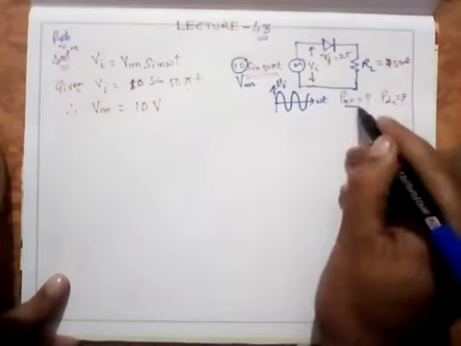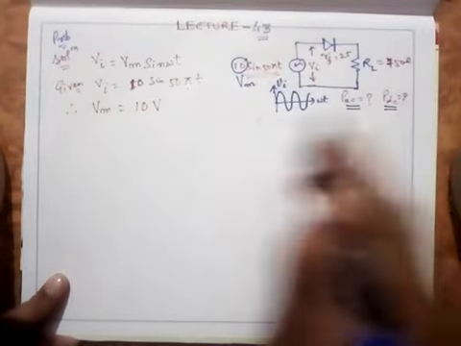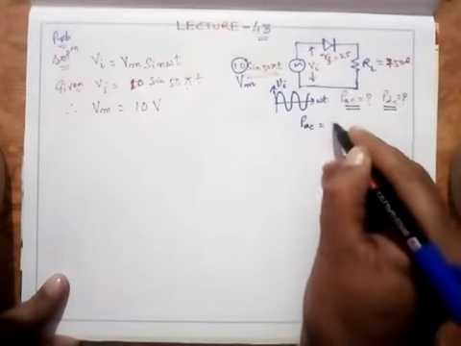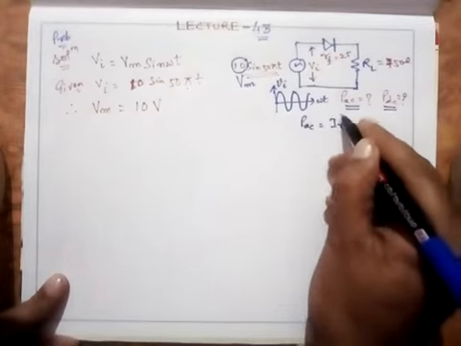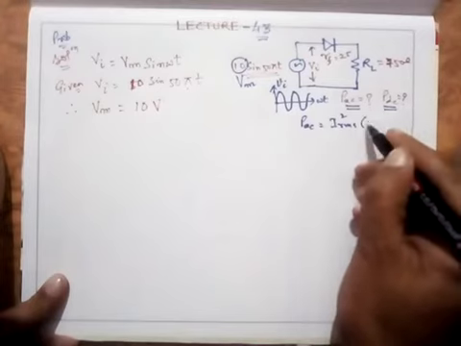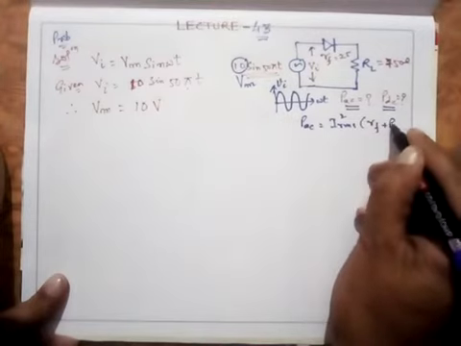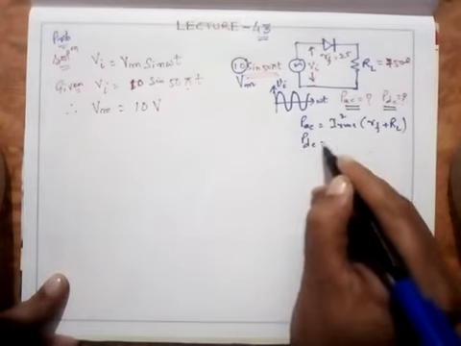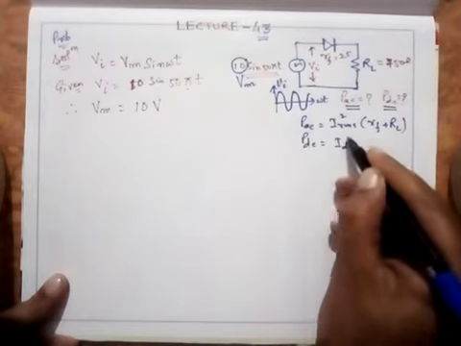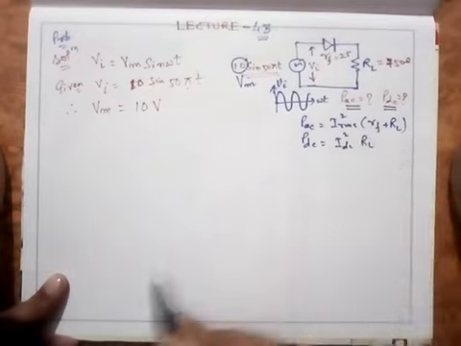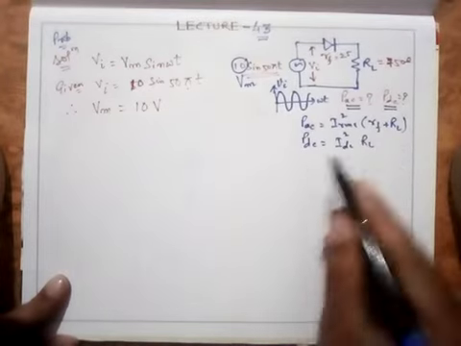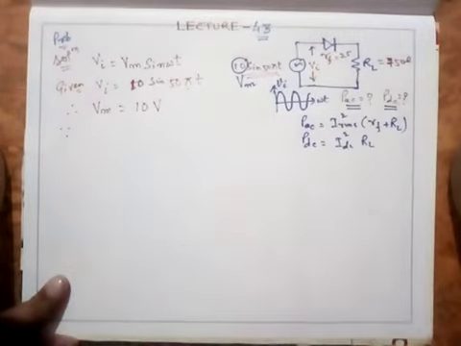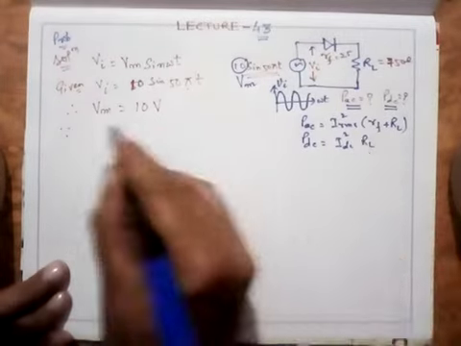Now it is asked to find the value of PAC and PDC. Since I have to find the value of PAC, I know that PAC is equal to I RMS square into RF plus RL, and PDC is equal to IDC square into RL. So I need IRMS and IDC, but I don't have IRMS and IDC. I know the value of IDC for half wave rectifier.